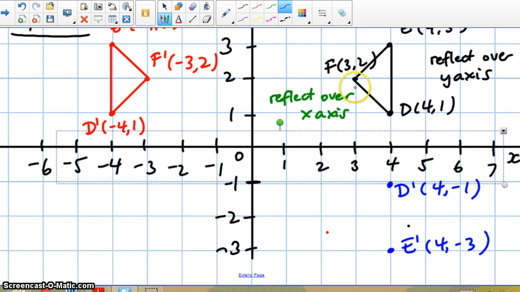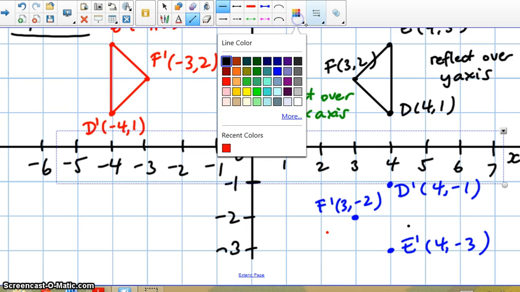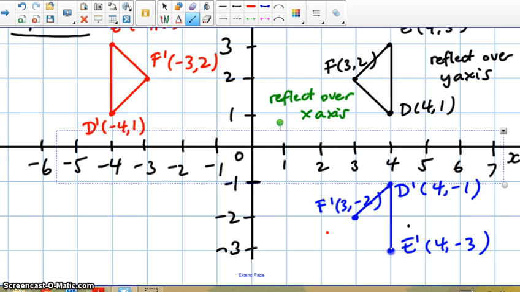And then we have F, which is 1, 2 away. So it's got to be 1, 2 away. So F prime ends up at 3, -2. Okay. And then we connect the dots again using a straight edge. And now we have an image of the original with a reflection over the x-axis.